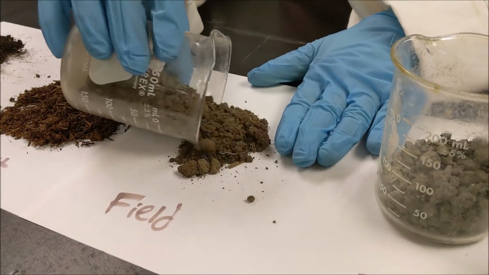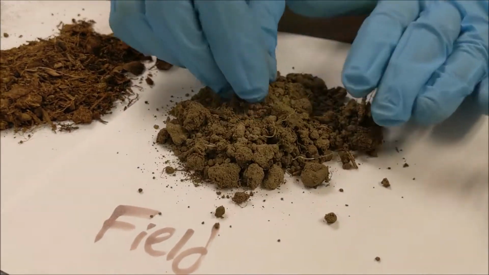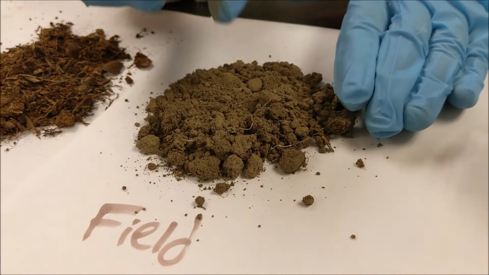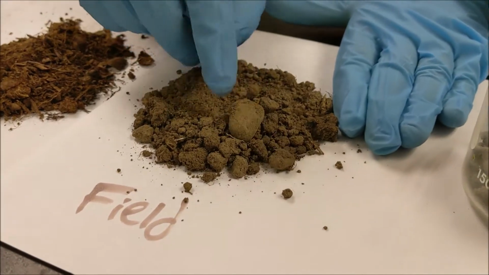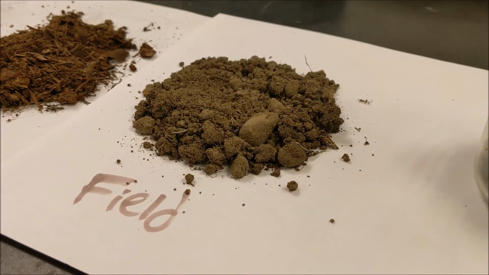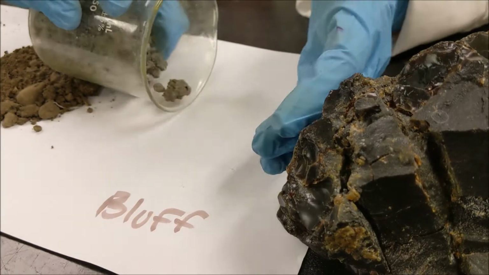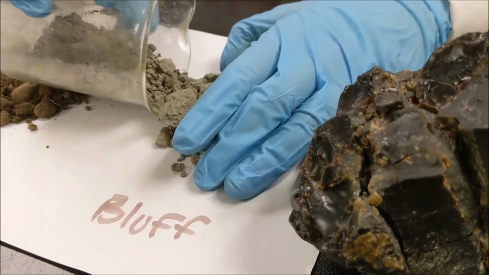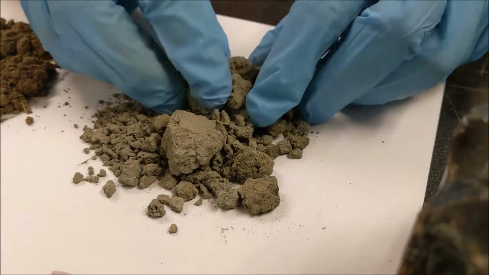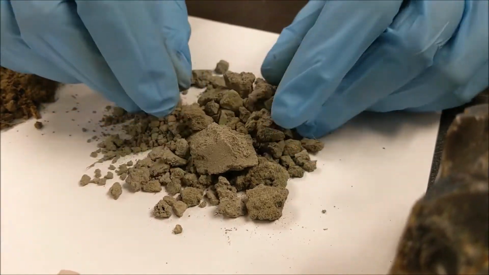And the soil from the field. Oh yeah. Look at that. This feels very powdery to me. And kind of rocky. We have some rocks in here. I'll write that down. And lastly, we have the bluff material here. Ooh, look at that. Yeah, this is way different. It's very crumbly and pretty angular.